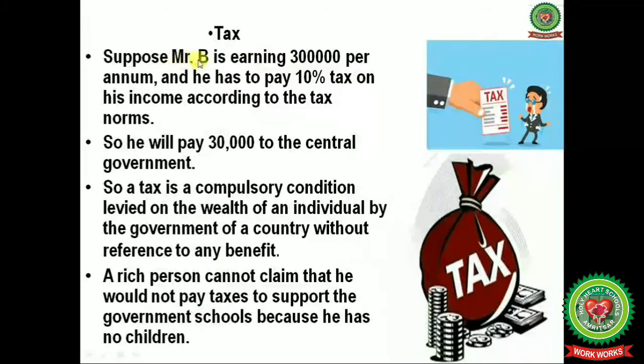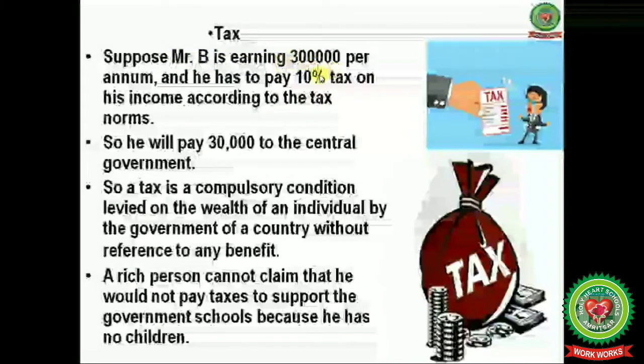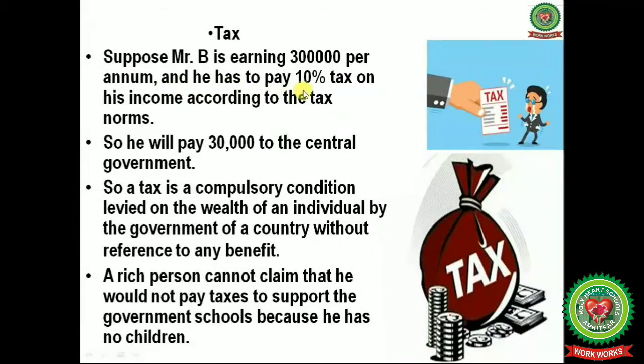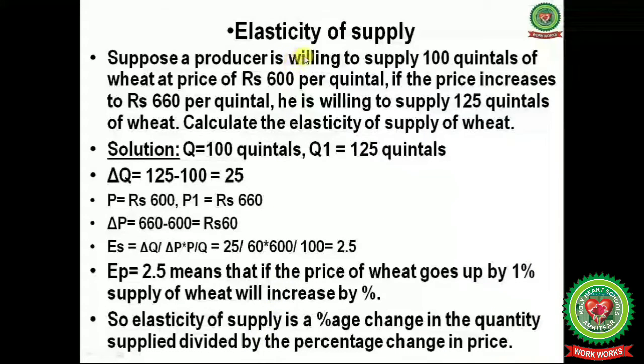Next one is tax. Suppose Mr. B is earning 3 lakh per annum and he has to pay 10% tax on his income according to the tax norms. So he will pay 30,000 to the central government. So a tax is a compulsory contribution levied on the wealth of an individual by the government of a country without reference to any benefit. A rich person cannot claim that he would not pay taxes to support the government schools because he has no children. Next one is elasticity of supply.